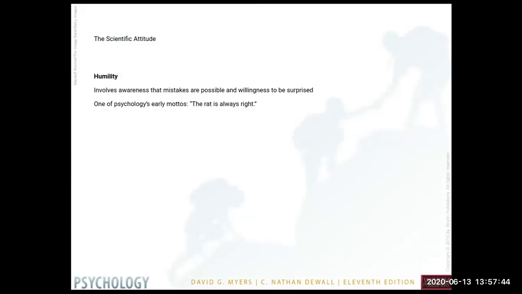The last one is called humility, being humble. It involves the awareness that mistakes are possible, and there is a willingness for you to be surprised. Your guesses, even though they may be based on things that are in the real world that we see, may not be correct. One of psychology's early mottos is that the rat is always right, with testing on rats. And this may make you think of rats in a maze.